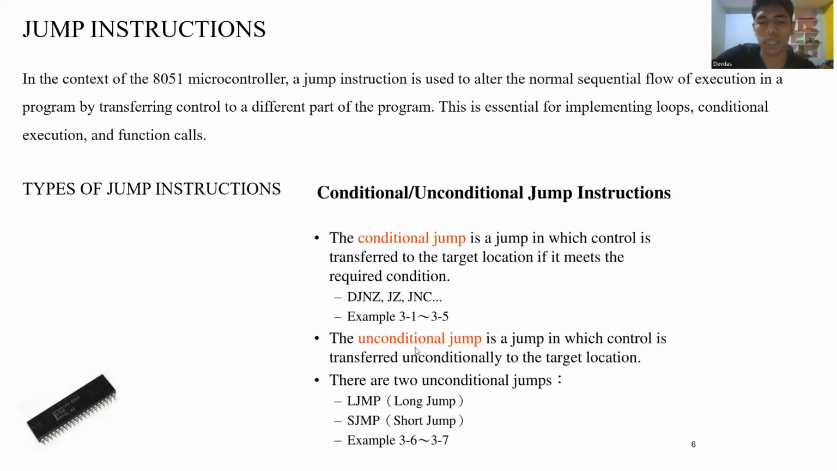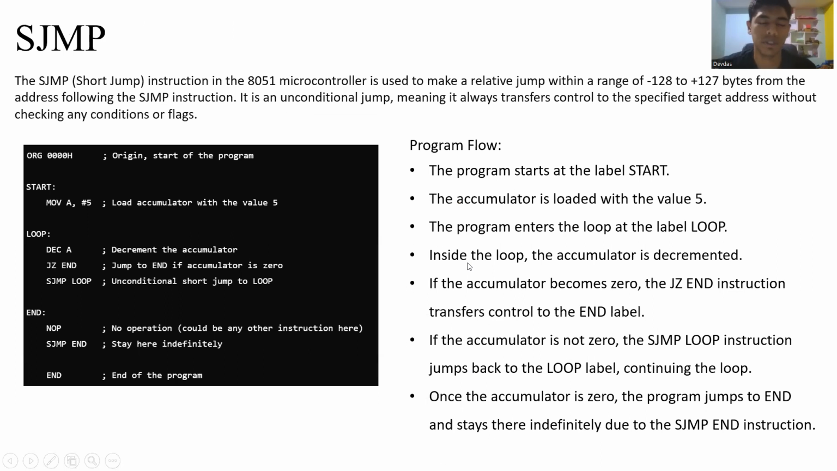This is SJMP, but we call it sjump, which is easier. So that's SJMP, I know, but it's easy to call it sjump. The SJMP instruction in the 8051 microcontroller is used to make a relative jump within a range of -128 to 127 bytes from the address following the SJMP instruction.